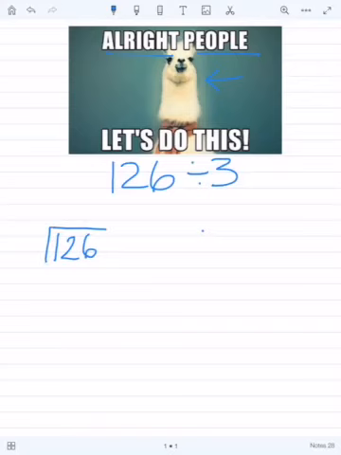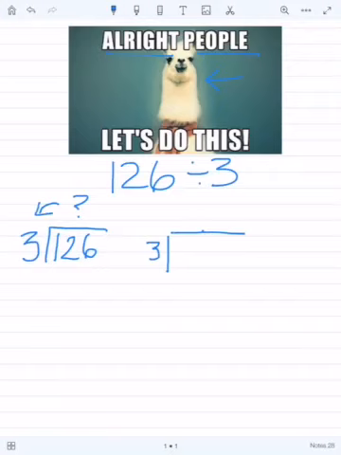So set it up with me on a piece of paper. Pause the video if you need to. And then we're also going to see what that looks like in an open array. So one side is going to be 3 because we have 3 people. And we want to know how much money is each one of those 3 people going to get?